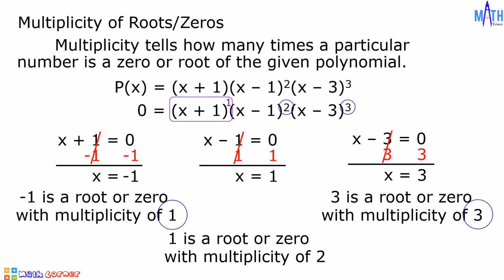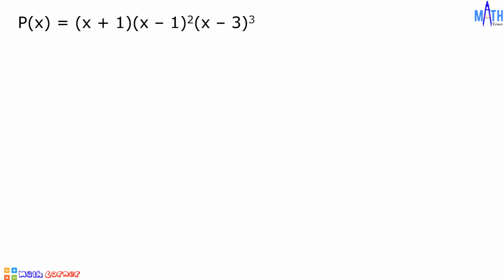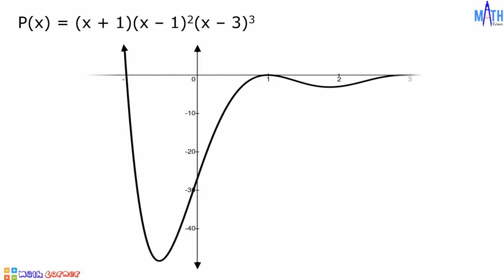We have odd multiplicity and even multiplicity. Let us consider the graph of the given function. This is the graph of p of x equals (x plus 1) times (x minus 1) squared times (x minus 3) cubed. The x-intercepts are (negative 1, 0), (1, 0), and (3, 0).